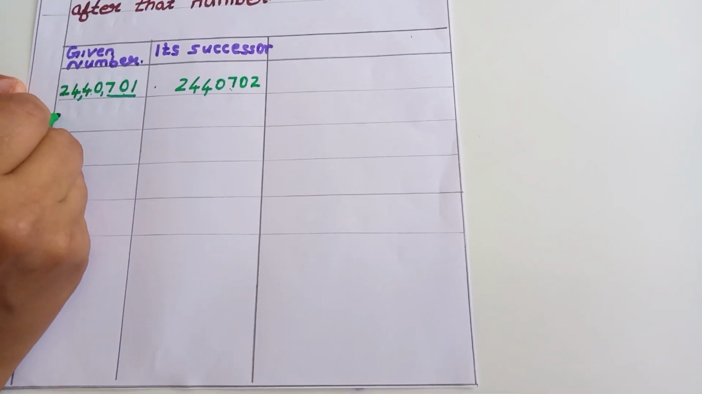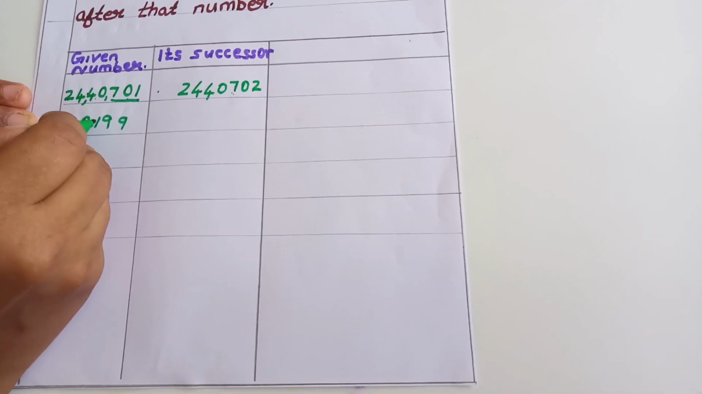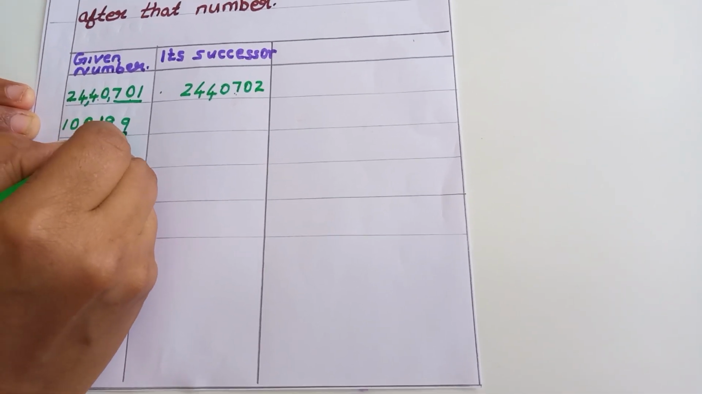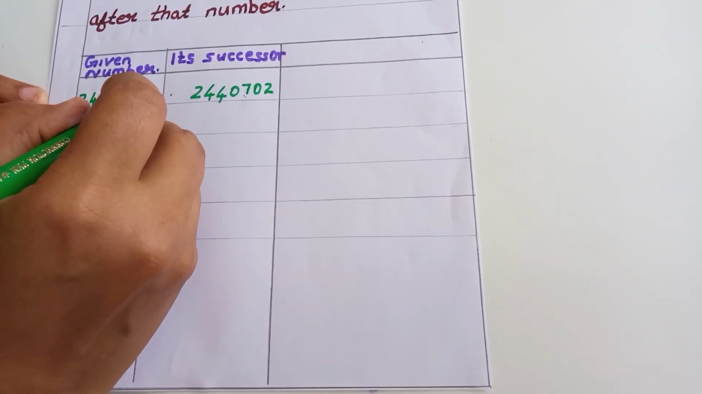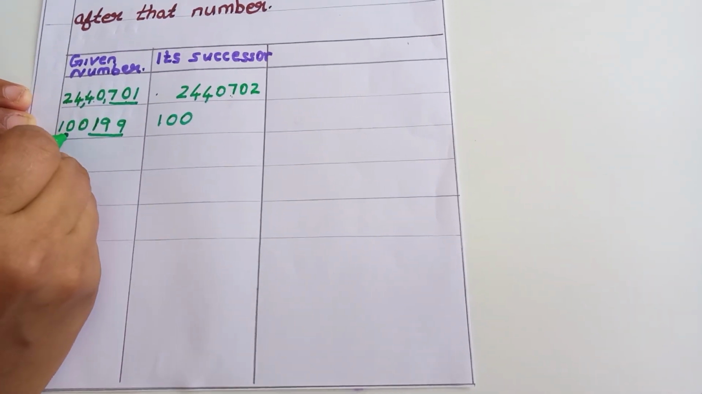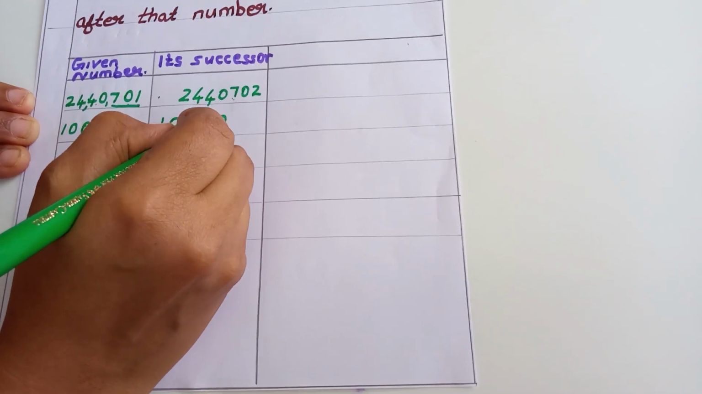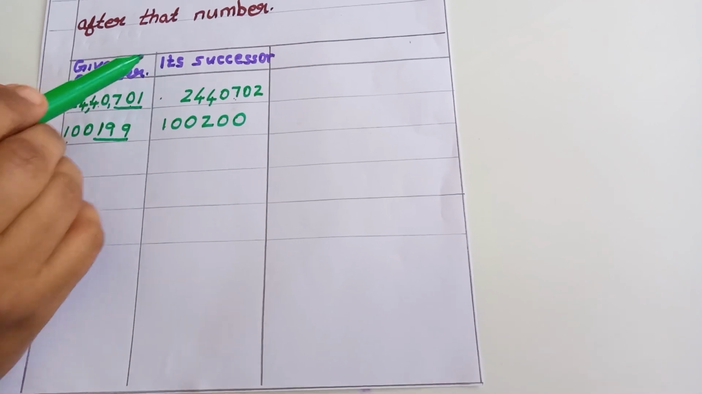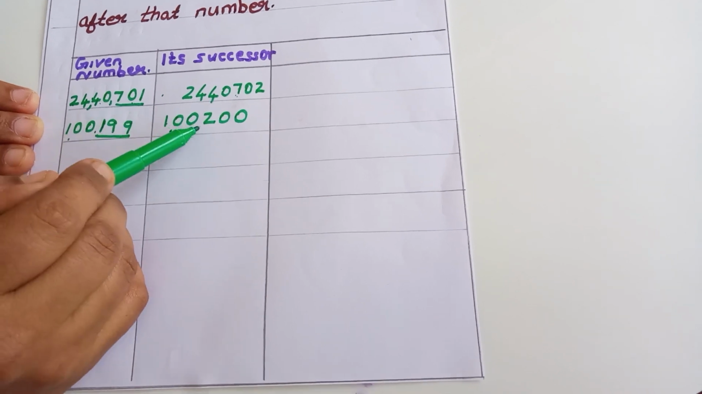Our next problem is, see, just think of 199. One after 199 is 200. So, we can write 100 same as it is, and instead of 199, you can write 200. So, the given number is this, and this is its successor.